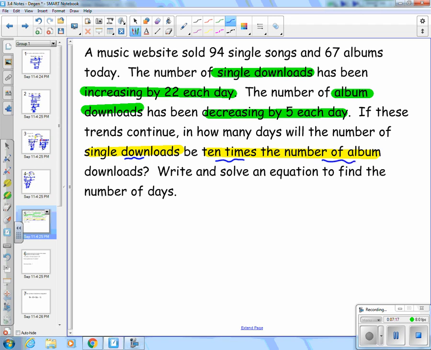So let's set up an equation where this word "be" is the equals in the middle. So we want the single to be 10 times the number of albums. So we got single equals 10 times the number of album downloads. Well, the single downloads have been increasing 22 each day. So we're going to take the number of singles plus 22 times the number of days. Well, how many singles were there? There were 94 singles, so we're going to put 94 in here.